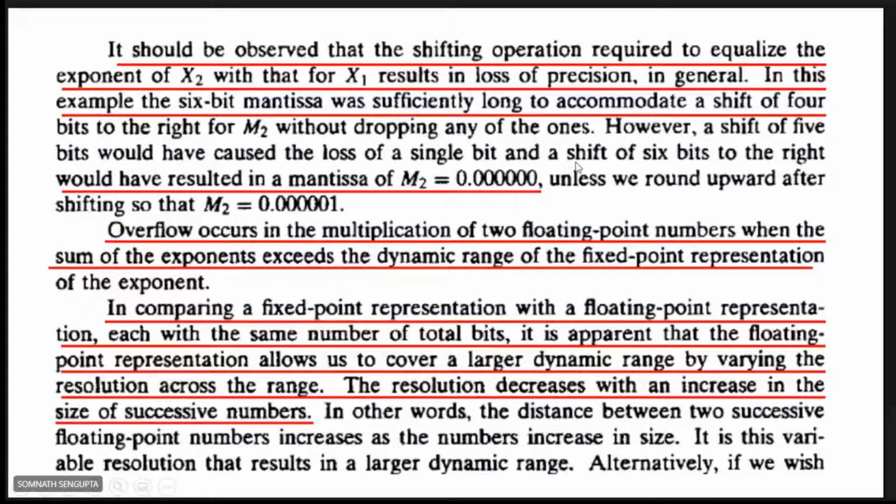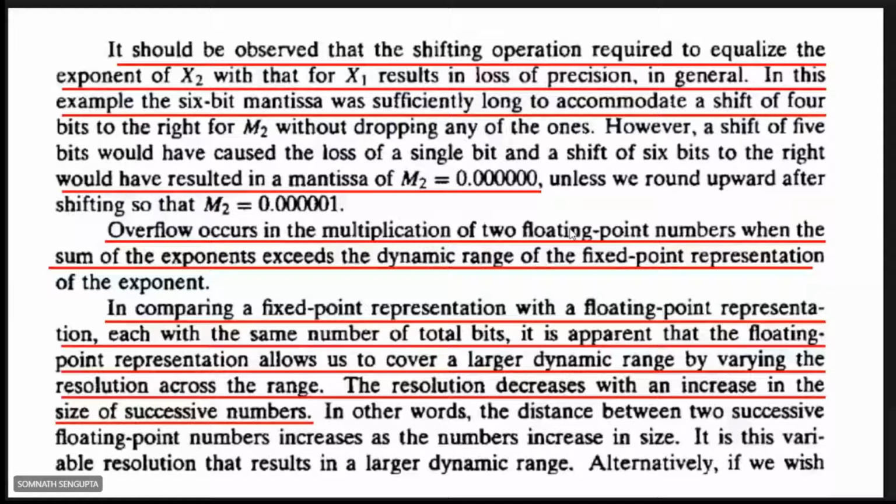And a shift of 6 bits to the right would have resulted in a mantissa of M2 that is 0.000000. Okay, unless we round upward after shifting, so that M2 is equal to 0.000001. So this is one problem: if your word size or bit size is limited, then if you change the exponent, there may be loss, and there may be overflow also.